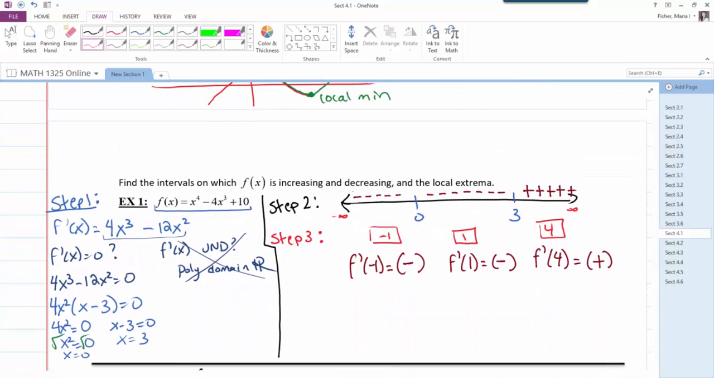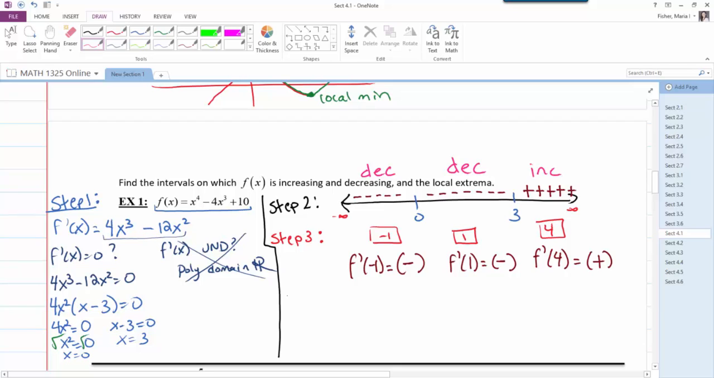Well, it means that in this interval, we are decreasing because here we were negative, we were less than 0. And in this interval, we are also decreasing because we were less than 0. And here, our function is increasing because we are positive or we are greater than 0.